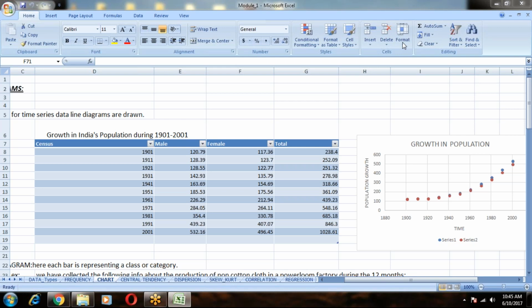We discussed the data types last day and frequency today from the beginning only. Now we have started the chart part. Okay. So Ravinder and Rajamani, do you have any idea when do we use this line diagram?